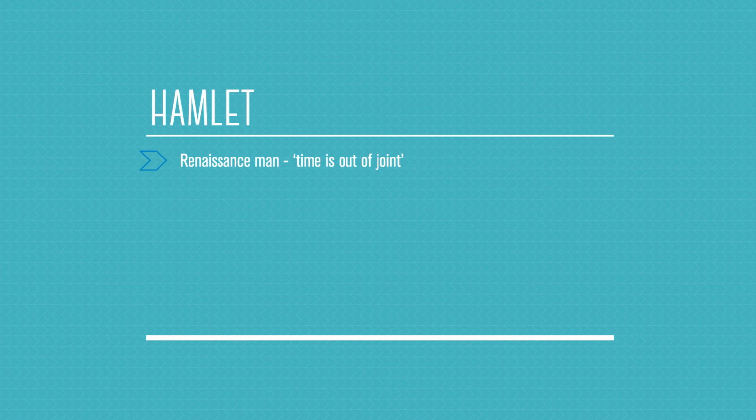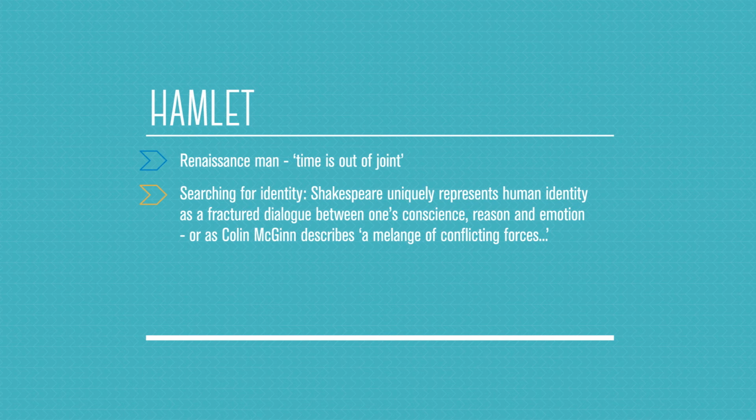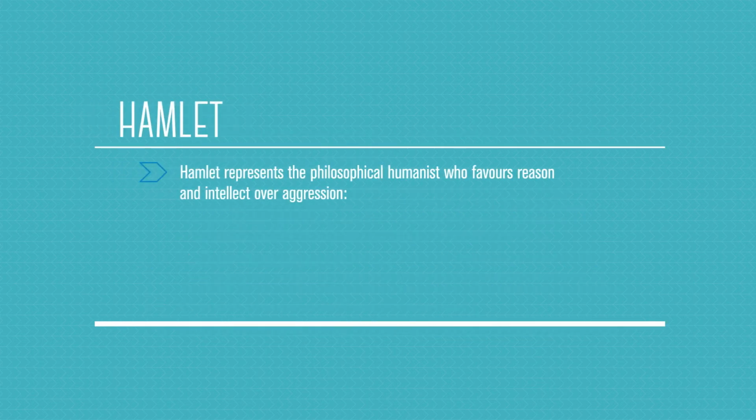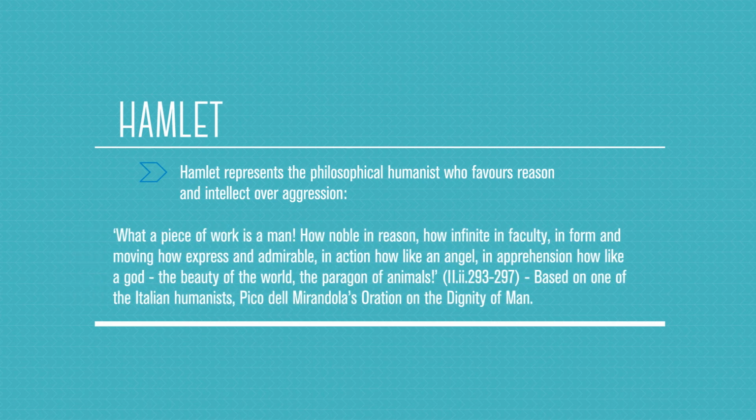One of the best critics I've ever read on him, very different to what you might have encountered, is a man called Colin McGinn. And he talks about Hamlet as being this representation of human identity, a fractured dialogue between one's conscience, reason, and emotion. The Elizabethans frequently held that a melancholic state was this disposition towards excessive thought. And of course, the gorgeous line at the end of the play when he dies, now cracks a noble heart, good night, sweet prince. And sweet because, again, he's not ready for this time. He represents the philosophical humanist who values and favours reason and intellect over aggression. And of course, the very famous line from Pico, what piece of work is a man?